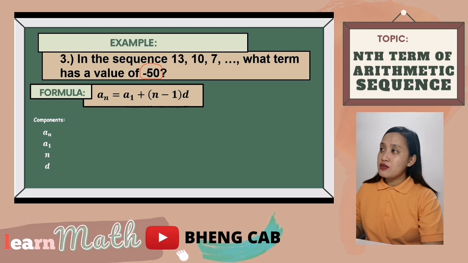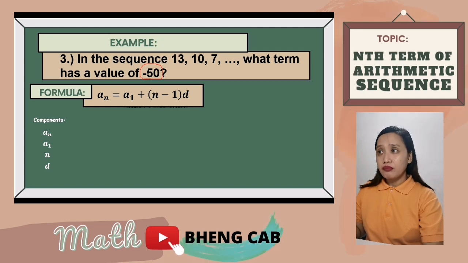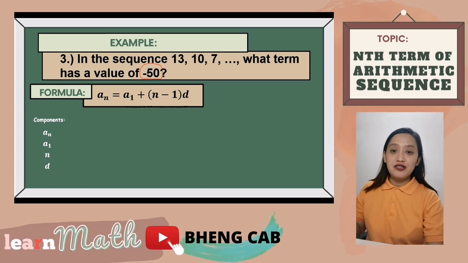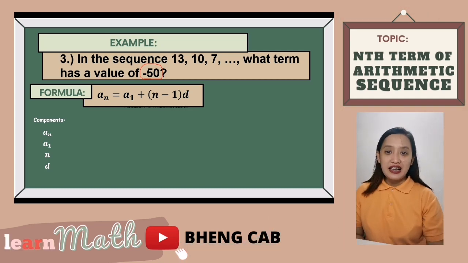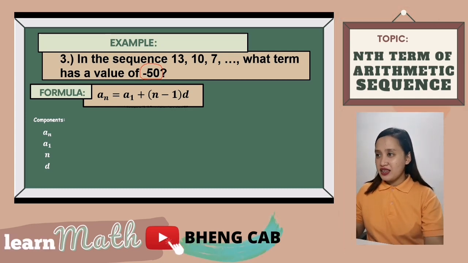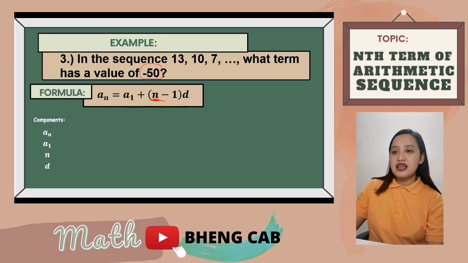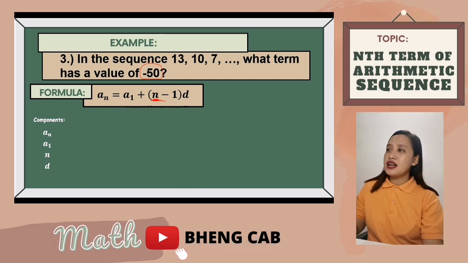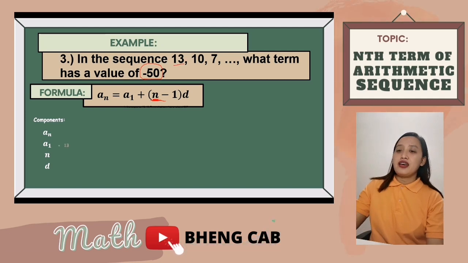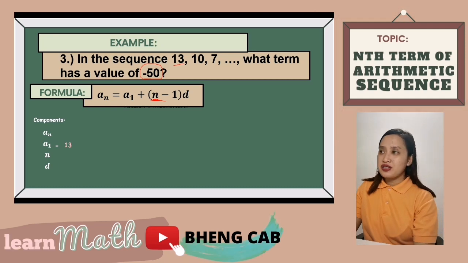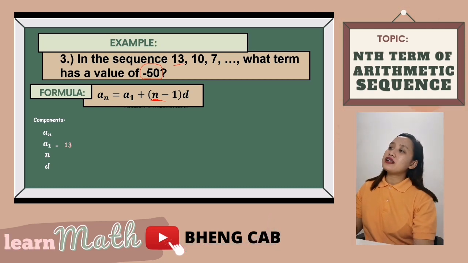Same goes with, kukuha pa rin tayo ng components na meron tayo. What components can we achieve from this? Okay? Since ang hinahanap natin, what term, ibig sabihin yung value ng n, yung kailangan nating hanapin. So, ibig sabihin, in this kind of given, itong n yung missing. Okay? So, let's try. First term, una sa lahat. Napakadali. Ito, unang term. 13, 10, 7. We have a sub 1 equals to 13. Ano naman yung common difference?